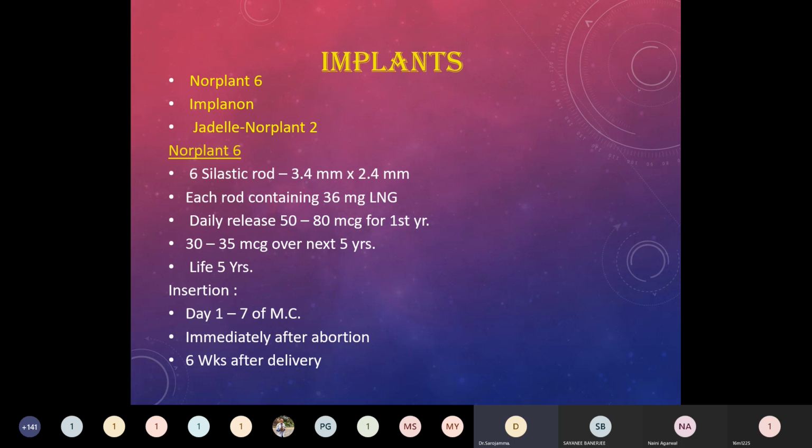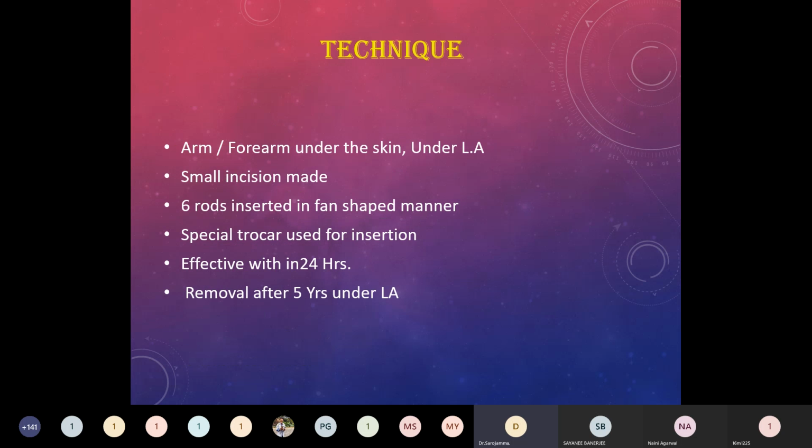So Norplant 6 contains 6 elastic rods, each containing 36 milligram of LNG. Daily it releases 50 to 80 microgram for 1 year, then for another 5 years it releases 30 to 35 micrograms. Insertion is under local anesthesia, day 1 to day 7 of the menstrual cycle, immediately after delivery or 6 weeks after delivery. It is in the arm or forearm, a small incision is made, and this has to be done under local anesthesia.